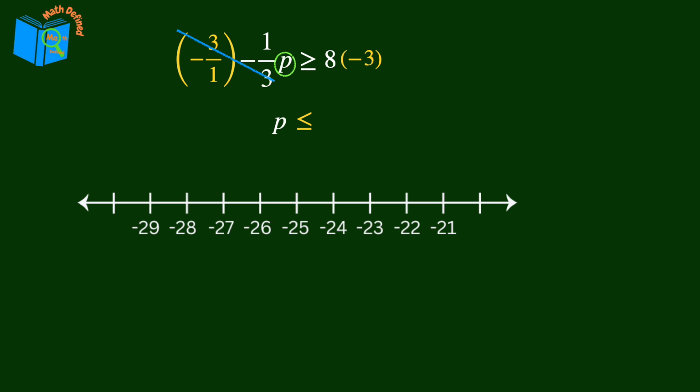On the right side, positive 8 times negative 3 is negative 24. So the solution is p is less than or equal to negative 24. Let's graph it. We'll place a closed circle on negative 24 and draw an arrow shading values less than negative 24. To check, we'll substitute negative 27 back into the inequality.